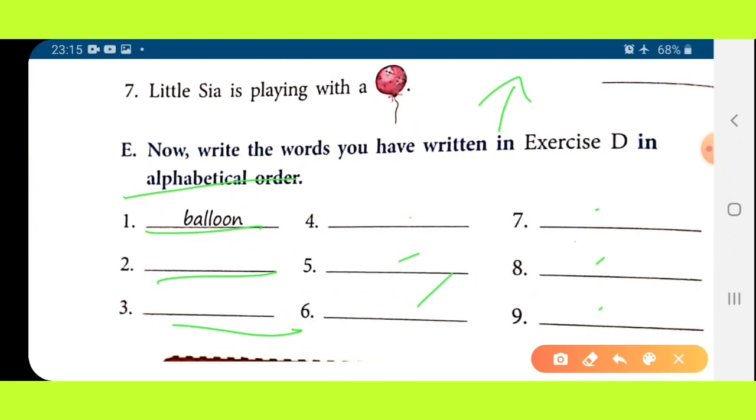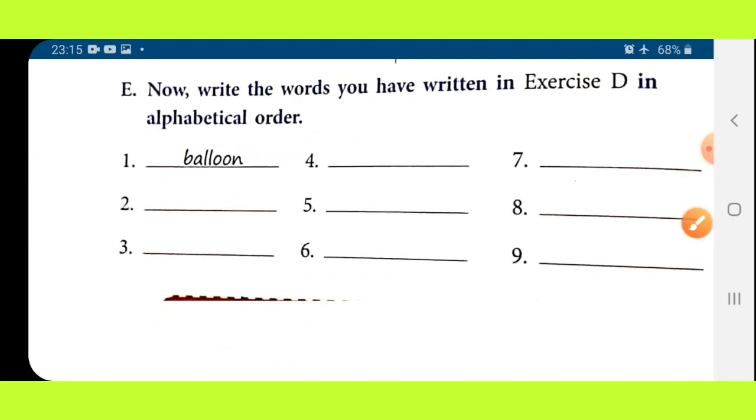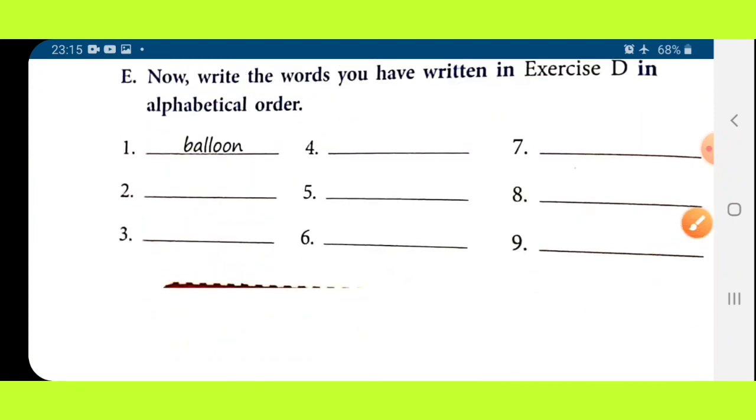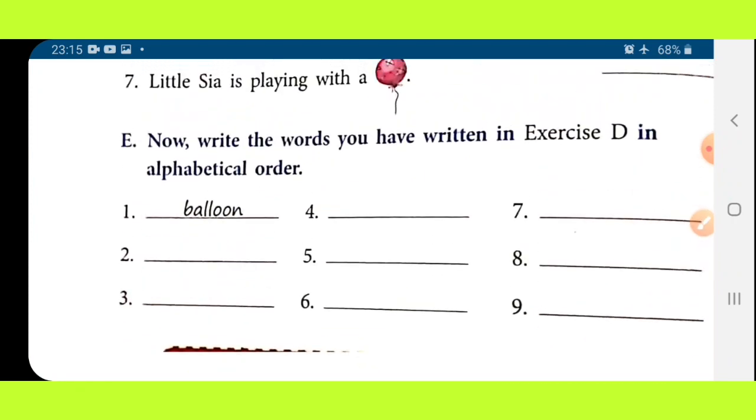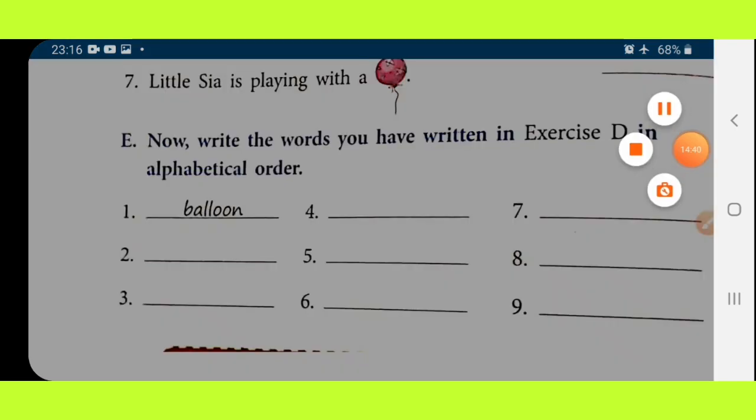And don't worry, I will send you the answers. You can check your answers from there. Okay, students? And all this work you have to do in your grammar book only, not in the copy. So, I hope all have enjoyed today's class very much. So, keep enjoying and keep reading. Thank you, students. Goodbye.